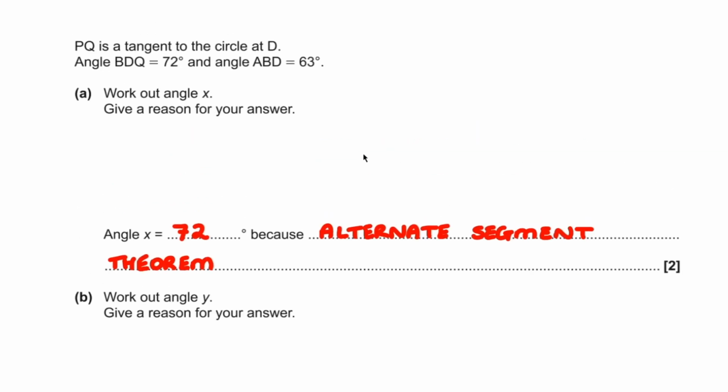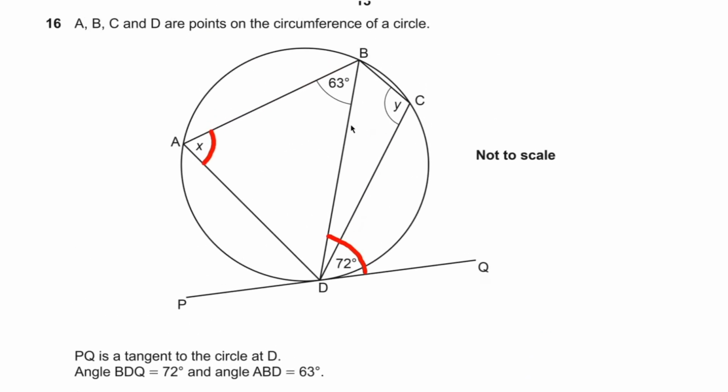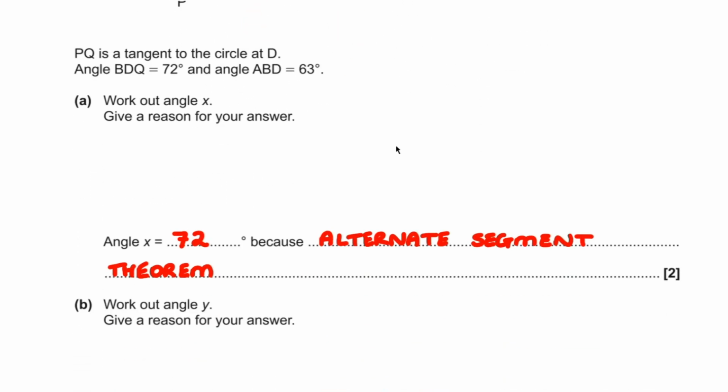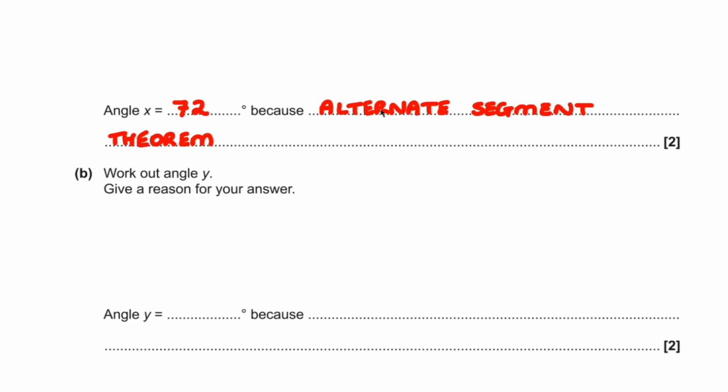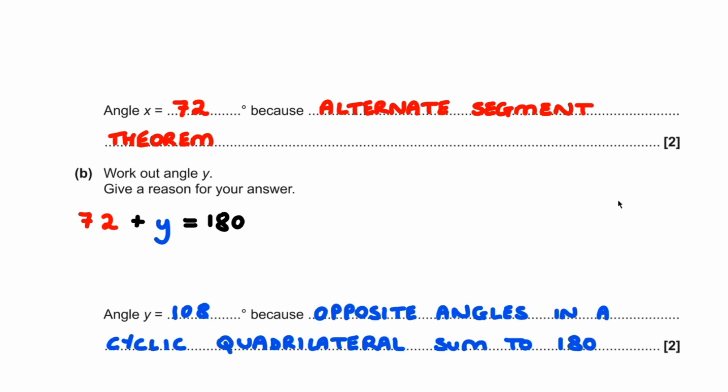We now have to work out the size of the angle y. So now that we know this is 72 degrees, to work out the angle y, we know that opposite angles in a cyclic quadrilateral add to 180. So we have 72 plus this angle y equals 180. So the angle y is equal to 108 degrees. So we have opposite angles in a cyclic quadrilateral summing to 180.